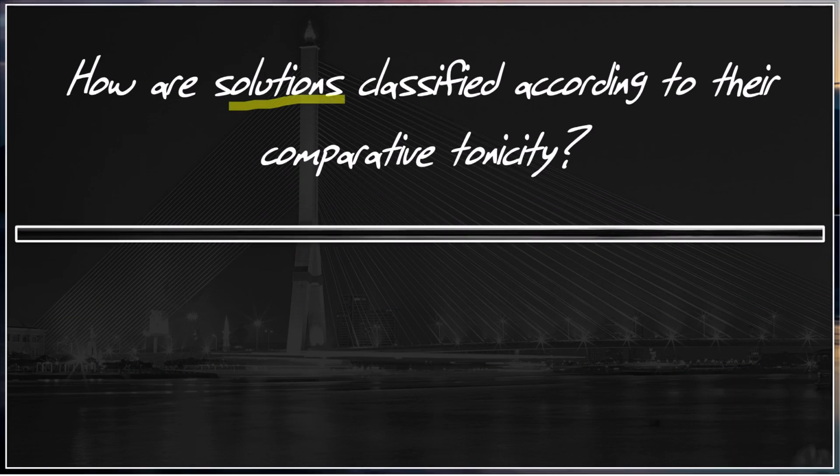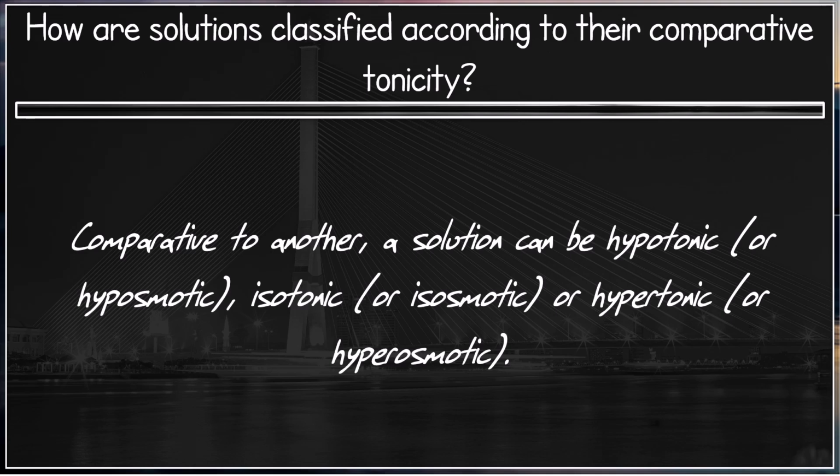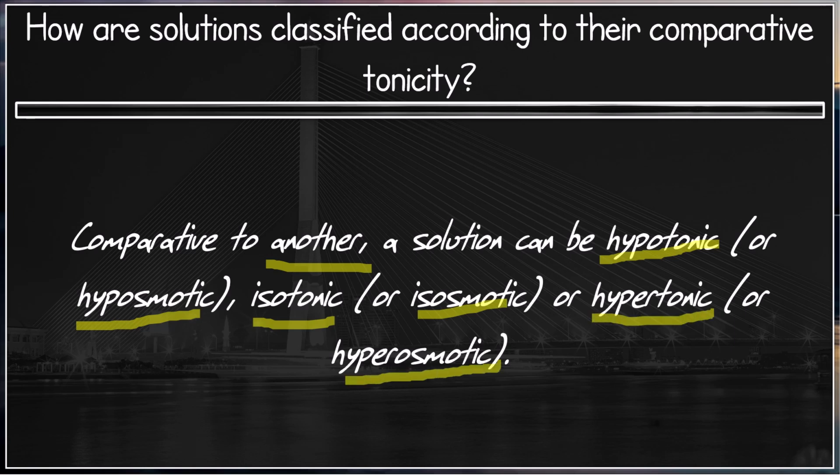How are solutions classified according to their comparative tonicity? Compared to another, a solution can be hypotonic or hypoosmotic, isotonic, isosmotic, hypertonic, or hyperosmotic.